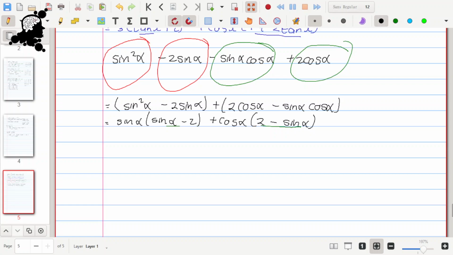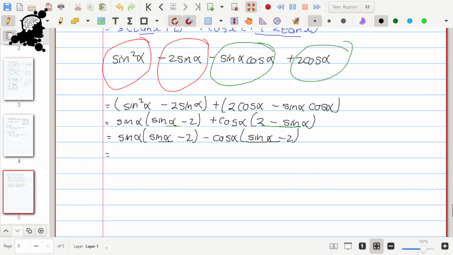What I could do is make them have exactly the same terms with exactly the same signs. So let me leave the first term as it is. So this is sine of alpha minus 2. But for the second one, I'm going to take a negative sign outside of the bracket so that this becomes sine of alpha minus 2. I've got sine of alpha minus 2, sine of alpha minus 2.